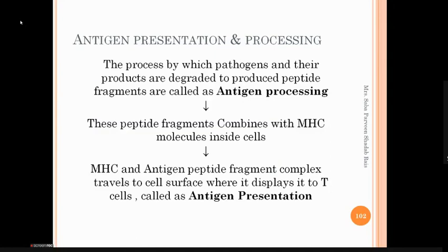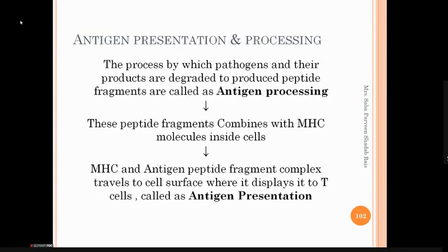How peptide fragments form from the pathogen and their products, how these peptide fragments are combined with the MHC molecule, and how the MHC-peptide complex is presented to the cell. So basically in this lecture, we are going to discuss these three things. So what is the process? The process is very simple to memorize.